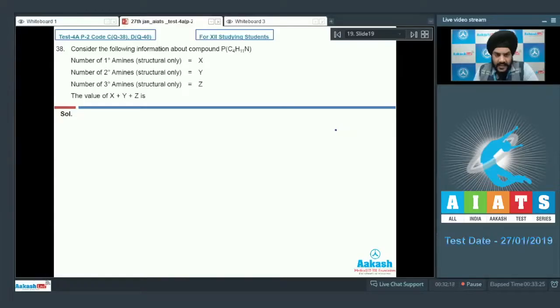Let us look at the next section, students. This section contains 3 questions. The answers to these questions are in the form of double-digit integers. So if you look at question number 38 now, consider the following information about the compound C4H11N.